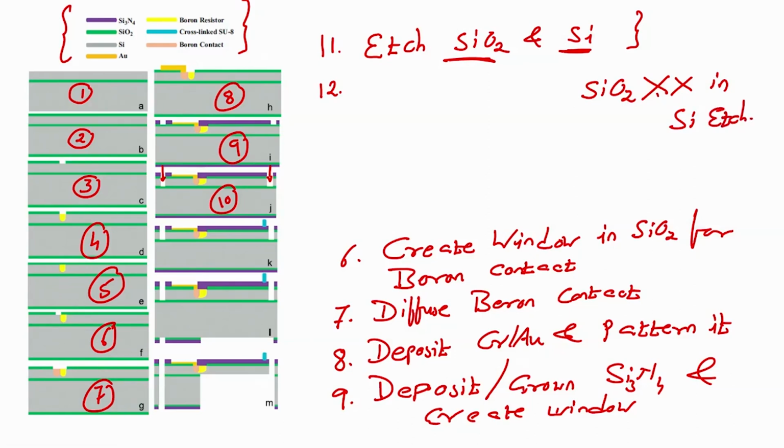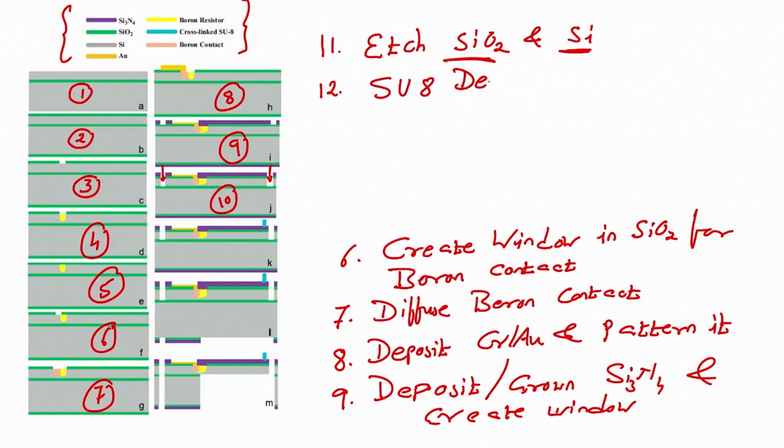Okay. So, that is the next step, which is the etching of silicon dioxide and silicon. What is the next step? Next step is SU8 deposition, or SU8 coating. We cannot deposit, coating and patterning for forming the tip, right. SU8 spin coating and patterning to form the tip, right.